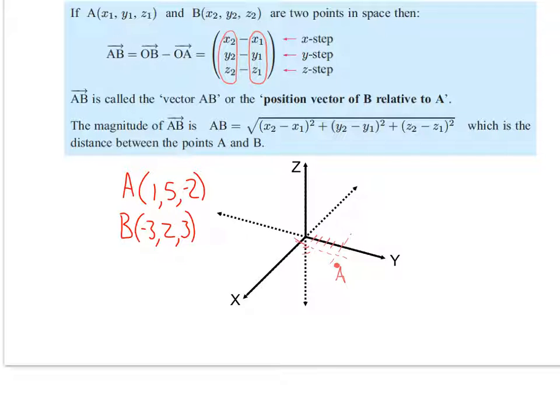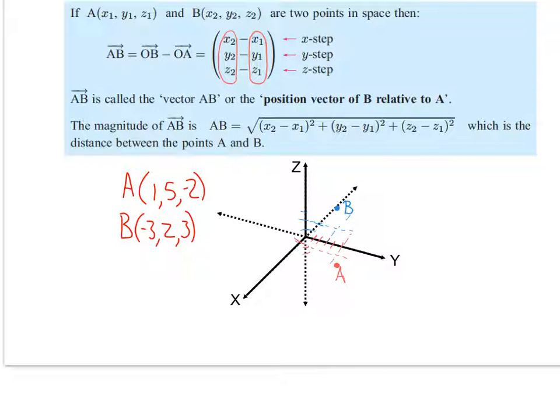All right, and then B is the point (-3, 2, 3). So here I'll put B. I have -2, 3, and then 3. 1, 2, 3, up. Okay, it's going to put me right about here for B.